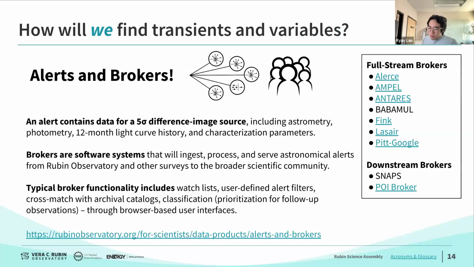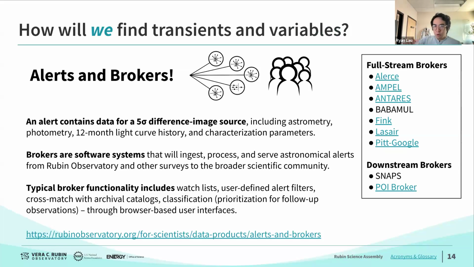Now, how will we find these transient variables? So, Rubin can do it, the software can do it, but there's going to be like millions of these every night. And the answer to that is alerts and brokers. So an alert contains data for everything that's exhibiting a 5 sigma difference in the difference image.